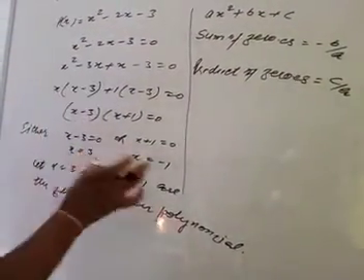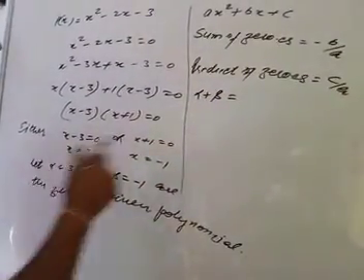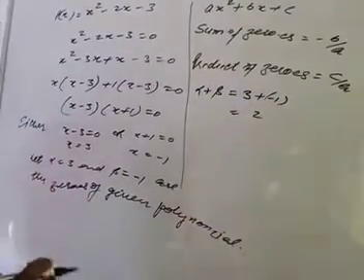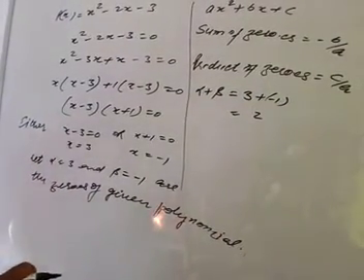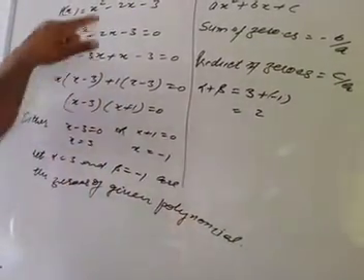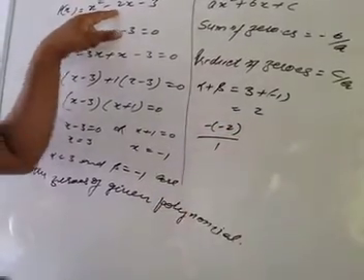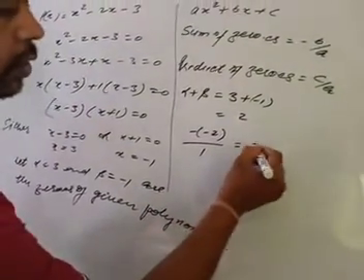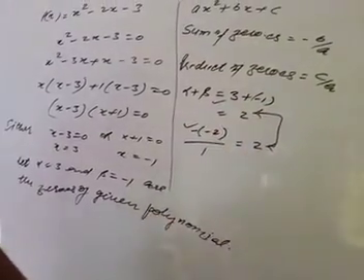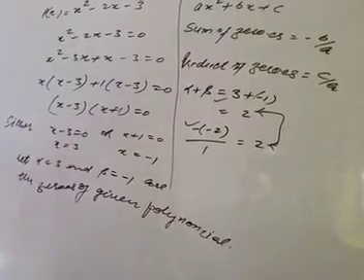So from these zeros we find alpha plus beta is equal to 3 plus minus 1, so we get 2 as the sum. And with the relation of coefficients, in the place of b is minus 2, so we write minus of minus 2 divided by a which is 1, it becomes 2. So this is the verification. From this and this we get the same value. Both are equal.